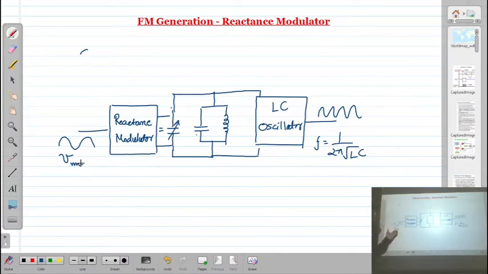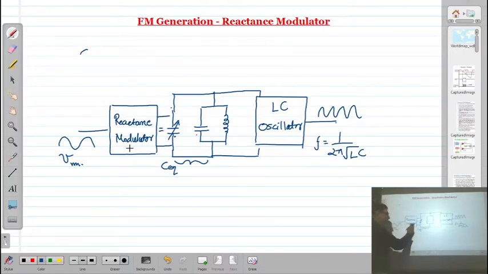So, if Vm increases or decreases, then the capacitor of the reactance modulator will increase or decrease, and ultimately the parallel combination of these two capacitors changes, and as a result the frequency of this oscillator changes. So this is the basic block of how we can generate the FM wave. Now what is a reactance modulator? As already mentioned, a reactance modulator can be of two types. It can be an inductive reactance.